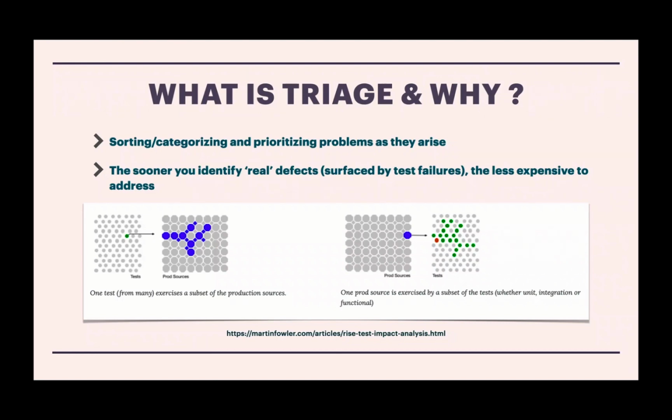So what is triage and why do we do it at the Adoptium project? Well, triage is about sorting and categorizing and prioritizing problems as they arise. So we do this at the project because we run a lot of testing and test cases fail. We have to identify whether these failures are actually real product defects or are they an indicator that there's a test case problem or an infrastructure problem.